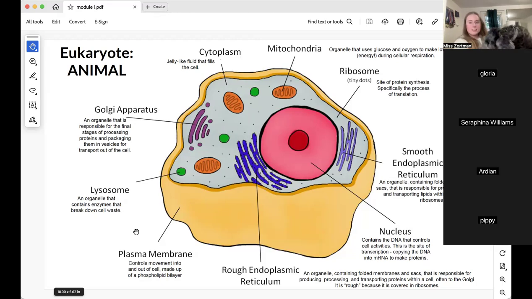There we go. And then the Golgi is the one that is going to take things that were made in the cell, like proteins, and it's going to package them up into these things called vesicles, which are like little packages, and it's going to send them to where they need to go. So oftentimes that's out of the cell, but it could also be within the cell itself.